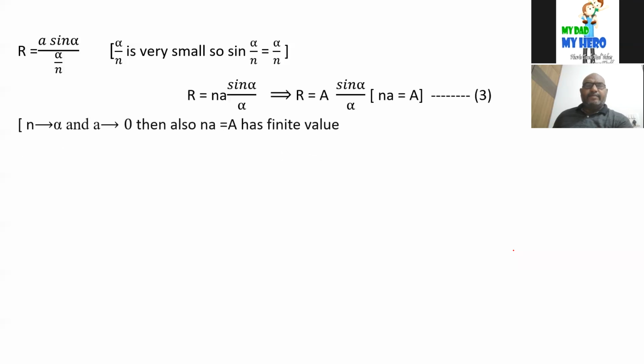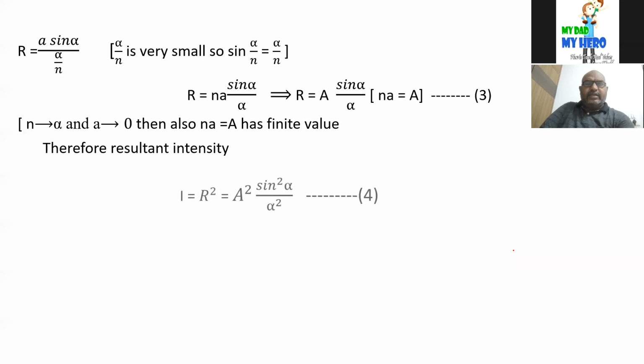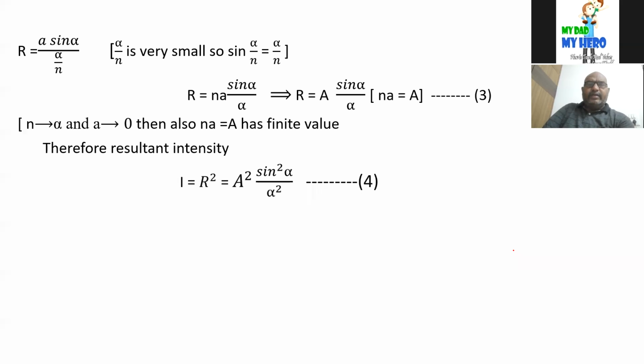That is equation 3. As n tends to infinity and a tends to 0, then n a is equal to A, which is a finite value. Therefore, the resultant intensity I is equal to R square, which is equal to A square sine square alpha by alpha square. That is called the maximum intensity. Then you will find three conditions: principal maxima, minimum intensity position, and secondary maxima.